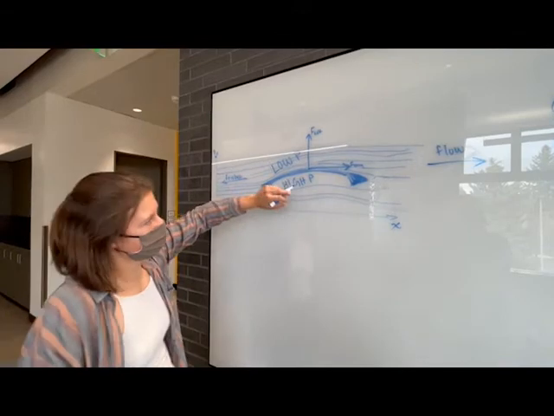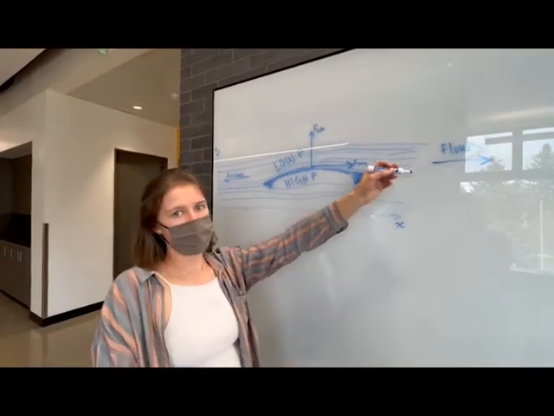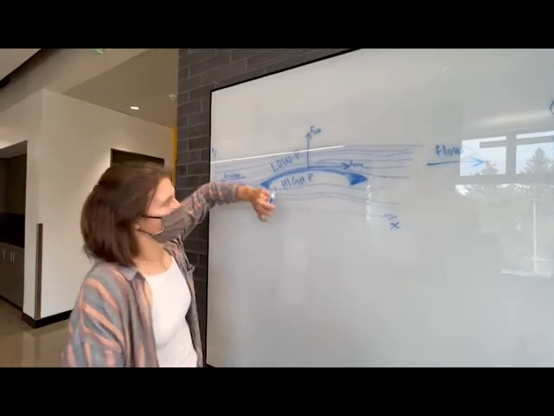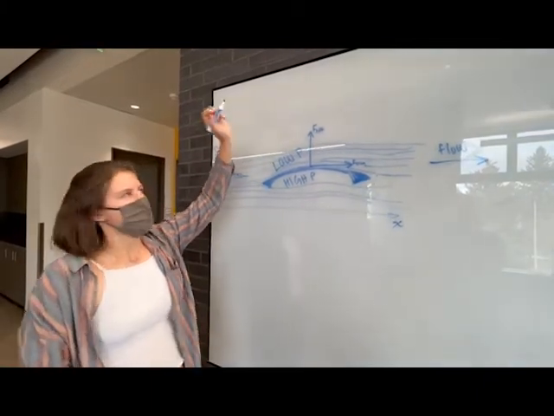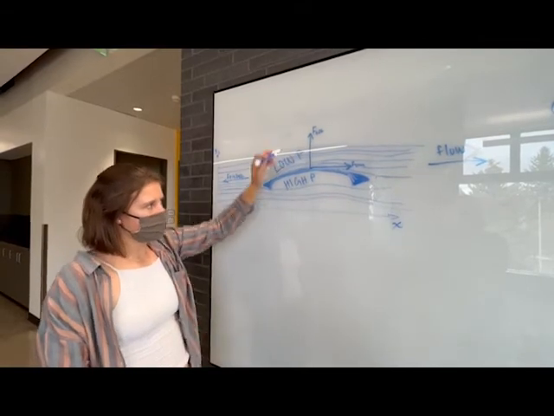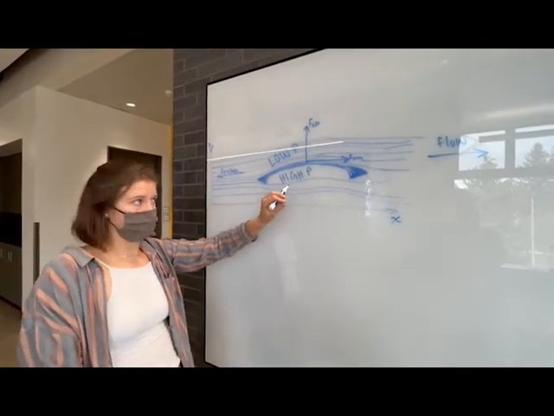So the forces acting on this are the force of drag in the direction of the flow and the force of lift in the vertical direction. We get this lift force from a low pressure above the frisbee and a high pressure below the frisbee.